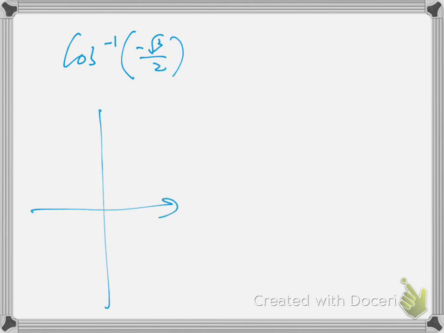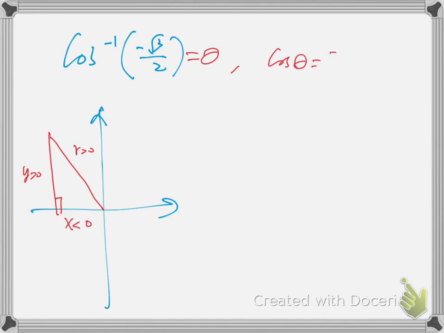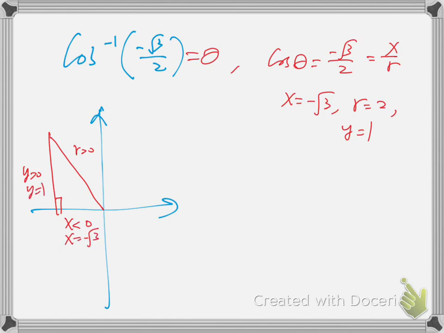Okay, so now you know the position is in the second quadrant, because cosine is negative, right? So x is less than 0, y is bigger than 0, r is bigger than 0. So first you know where is the position of the right triangle. So now let's change it to cosine function. Cosine is x over r, so x is negative radical 3, r is 2. So now based on the special right triangle, you know y is 1, right? So this is negative radical 3, positive 1, 2, right triangle.